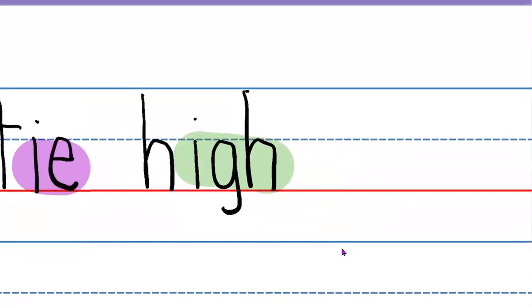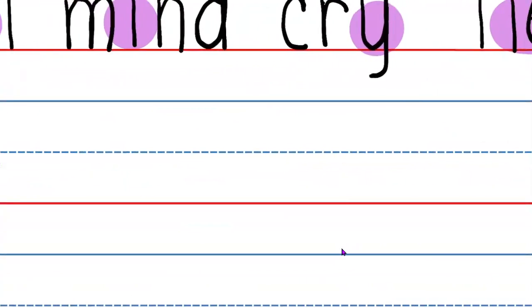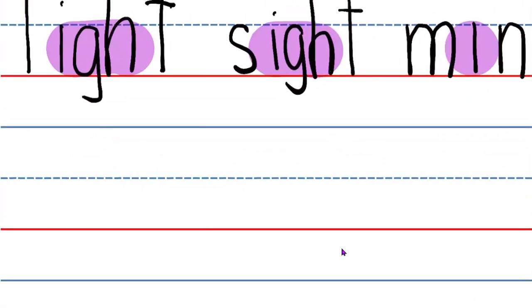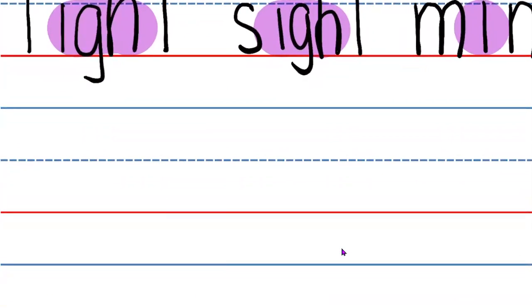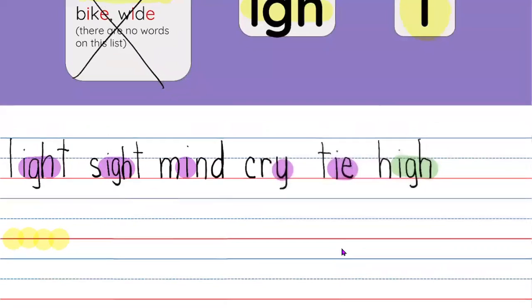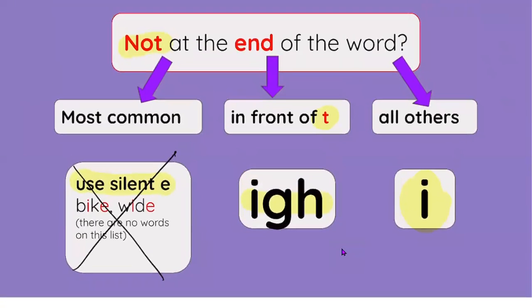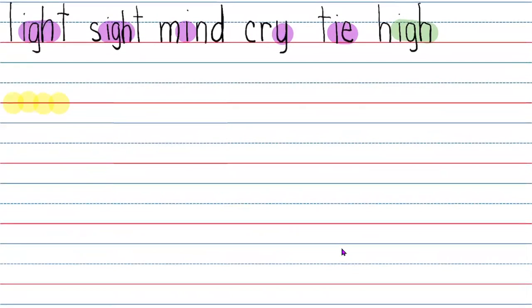Next word, wild. What are the sounds you hear in wild? Wild. Ooh, I heard it. It's not at the end of the word. Do you remember the rule? Not at the end. It's not in front of the T, so I have to just use the I. Let's do that. Wild.